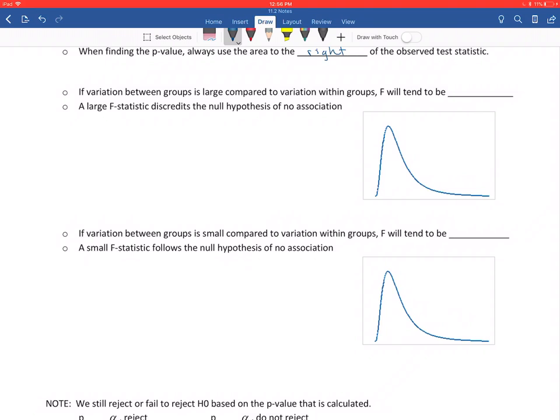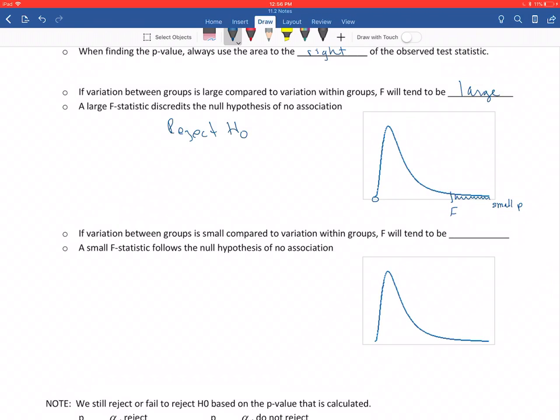So it says if the variation between the groups is large compared to the variation within the groups, F will tend to be a large value. And a large F statistic discredits the null hypothesis and leads us to a reject the null scenario. So again, if your F value is large, so this is 0, and if my F value is very big, it's way over here, then remember what that means is that means there's a small p-value, and small p's lead to rejecting the null.